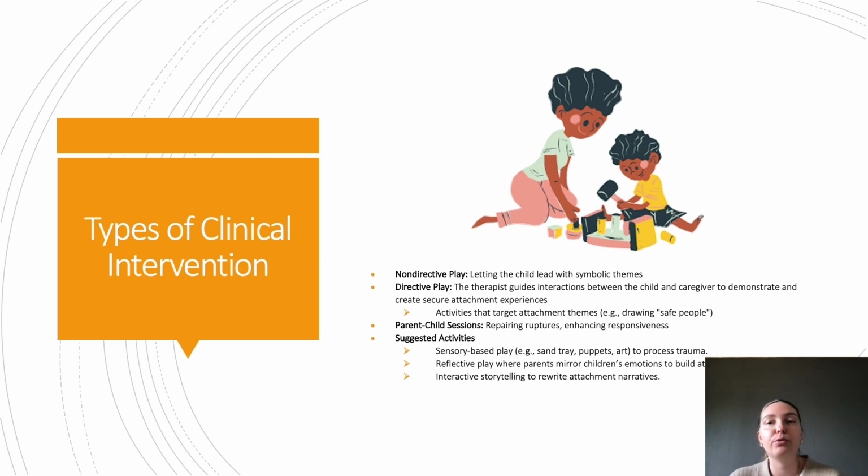Interventions may be non-directive, where the child leads the play, but they also can be more directive, where the therapist guides specific activities to promote attachment repair. Specific activities may include using any of the tools that I mentioned, so the sand tray, puppets, emotional cards, dolls, dollhouse. The art activities, you could include drawing safe people, which may reflect the relationships that are going on, and maybe where parents mirror the child's emotions. That's a great activity. Storytelling also helps rewrite attachment narratives for the child, and these parent-child sessions with these activities are a key part of reinforcing the emotional attunement.